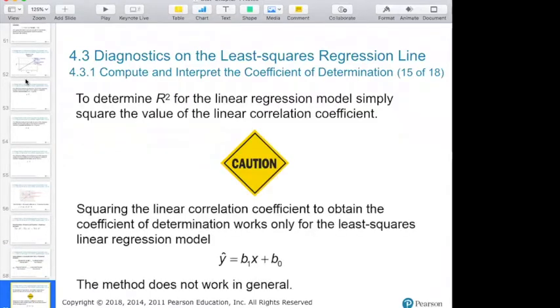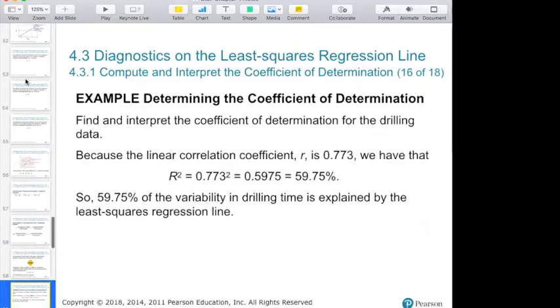So if we're looking for the R squared value, we literally square the R and we have that prediction. This is how we would write it in a problem. This is the slide I was hoping to get to. Once we determine what it is, we know that the R value is 0.773. If we square that, we get 0.5975. That's 59.75%. If we change that into a percentage, we always word this the same way.